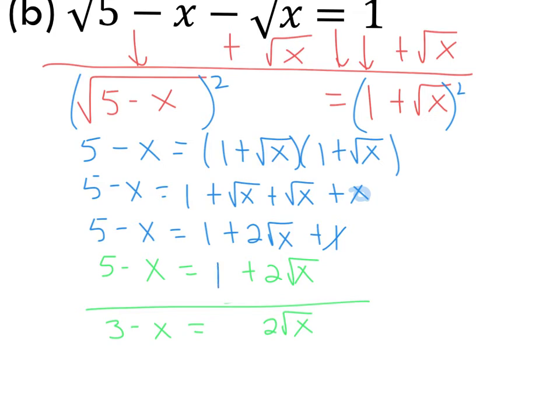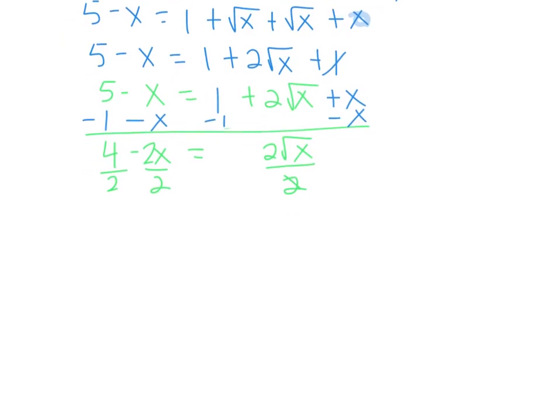Okay, so this is 1, so we'll subtract 1, and this is plus x, so subtract x, subtract x, subtract 1. Okay, so this is 4 minus 2x equals 2 square root of x. We'll divide by 2. And notice we'll have 2 minus x equals the square root of x, and we'll square both sides.